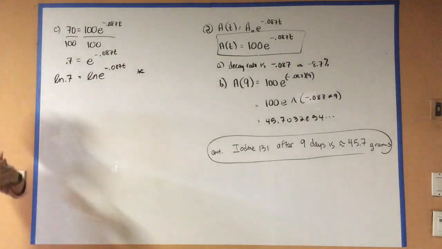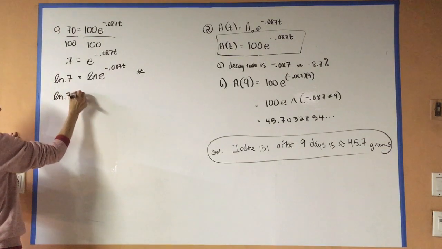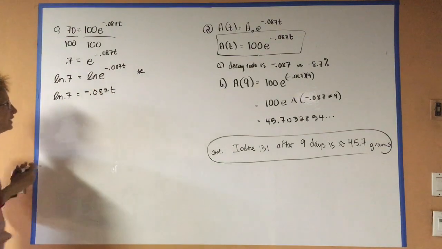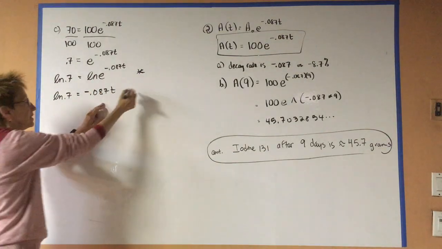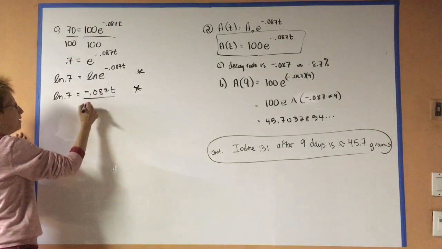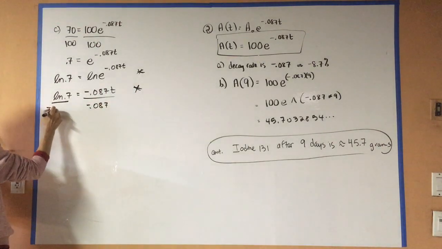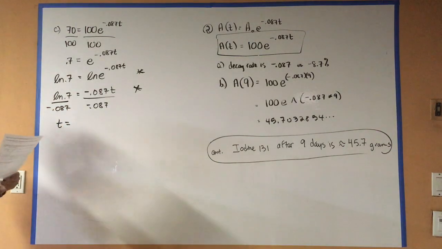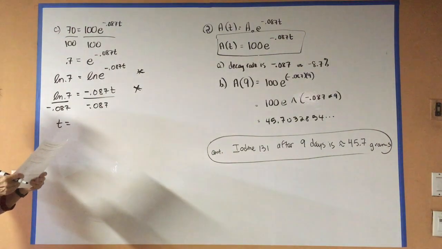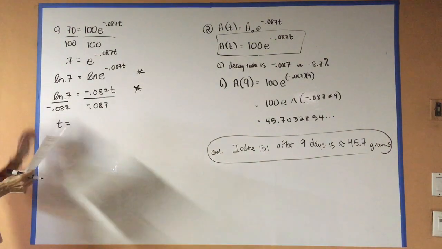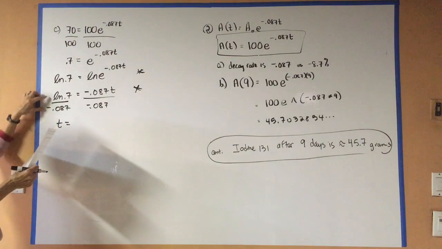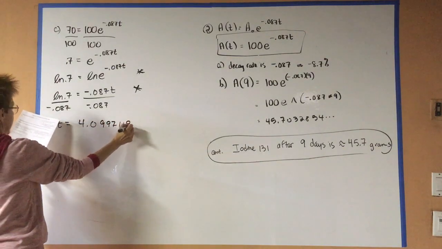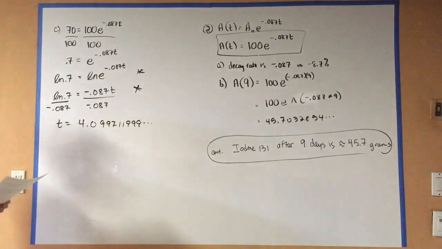Then I want to see the next line, which says ln of 0.7 is equal to, this simplifies into just negative 0.087t. It's not linear, so all I need to do is divide by negative 0.087. So when I take ln of 0.7 and divide it by negative 0.087, my calculator spit out 4.0997119999. There's more to it, but that's as far as it went.